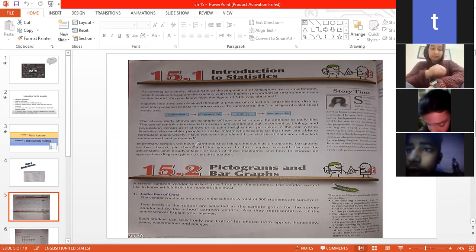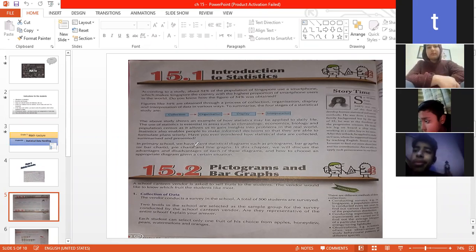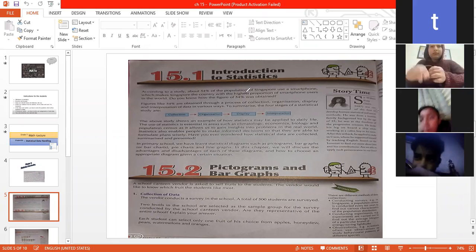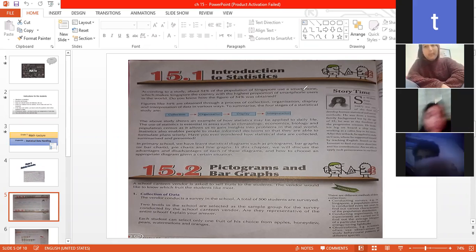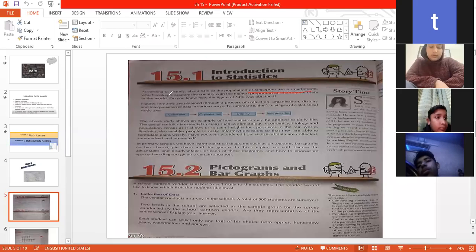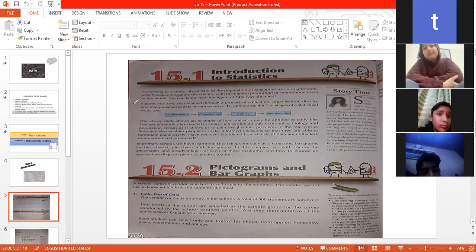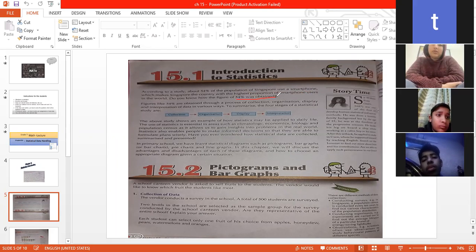According to the study, about 54% of the population of Singapore use a smartphone, which makes Singapore the country with the highest proportion of smartphone users in the world. Do you know how the figure 54% was obtained? Anyone? Do you know how the figure 54% was obtained?